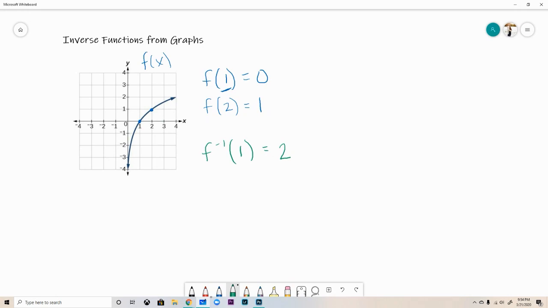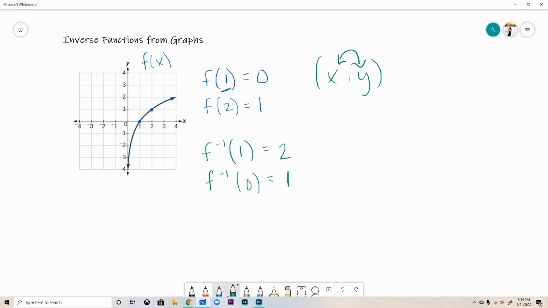I can even do that for f of the inverse of 0. That's going to be 1. So you're looking now at the xy coordinates. What's going to happen is your xy coordinates are going to swap places when you're talking about the inverse.